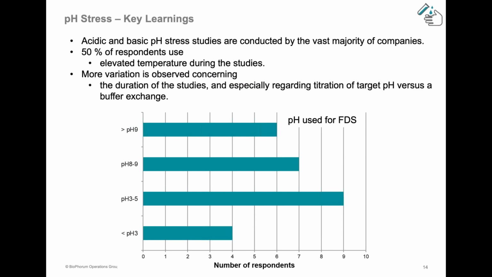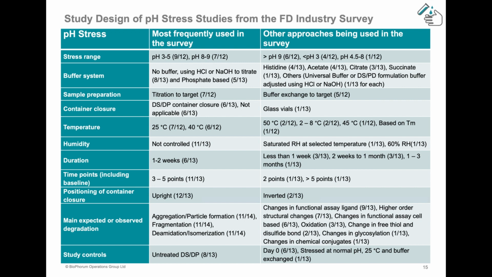For basic pH conditions, a pH above 8 is common, and for acidic conditions, pH is mostly being set between 3 and 5. If feasible, pH is adjusted by titration. In case the desired pH set point is not adjustable by titration, also buffer exchange is being applied. The pH conditions chosen may be combined with the application of elevated temperature. Next slide, please.